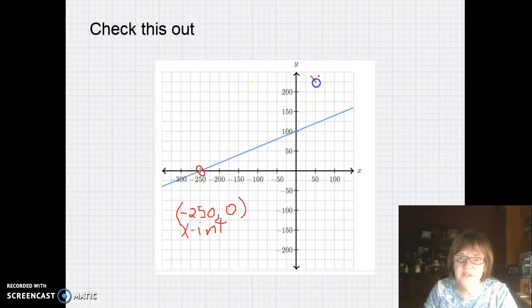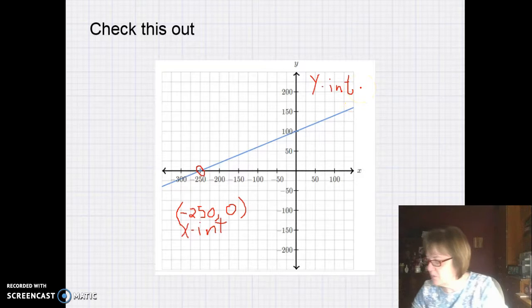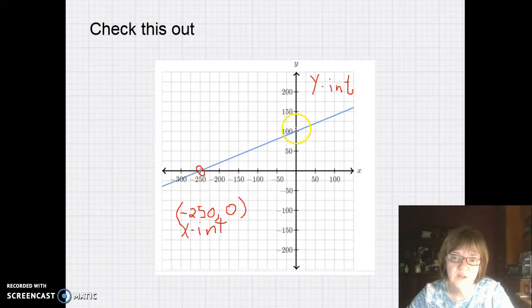All right, now what is our y-intercept? Can't write very fast, can I? There we go. Maybe if I got my pen out, that would help. Okay, our y-intercept, of course, is where it crosses the y-axis. Right here at the 100. So again, if you just said that the y-intercept was 100, you'd be partially right.